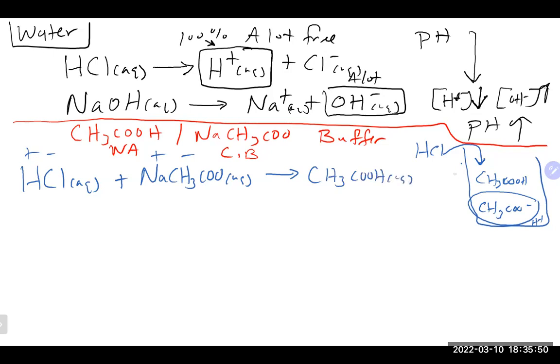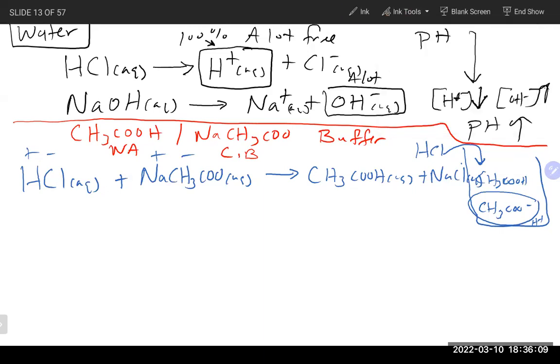And then we make our good friend sodium chloride, right? So when we add the acid to our buffer, we actually get a reaction that occurs. We produce acetic acid and we make some sodium chloride. So let's analyze the two things we just made in this reaction.